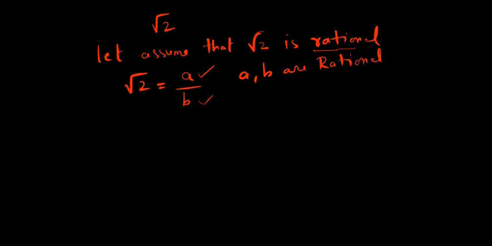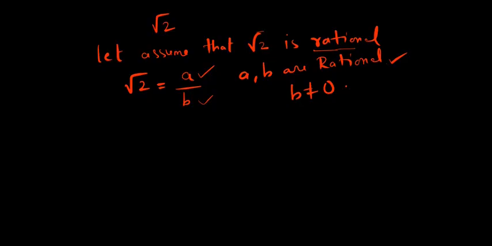If in a by b, any one of a, b is irrational, then this will be irrational, right? So a, b such that a, b are rational and b not equal to 0. I have told you why b should not be 0. If b becomes 0, anything by 0 becomes undefined. Except 0, anything divided by 0 is undefined.